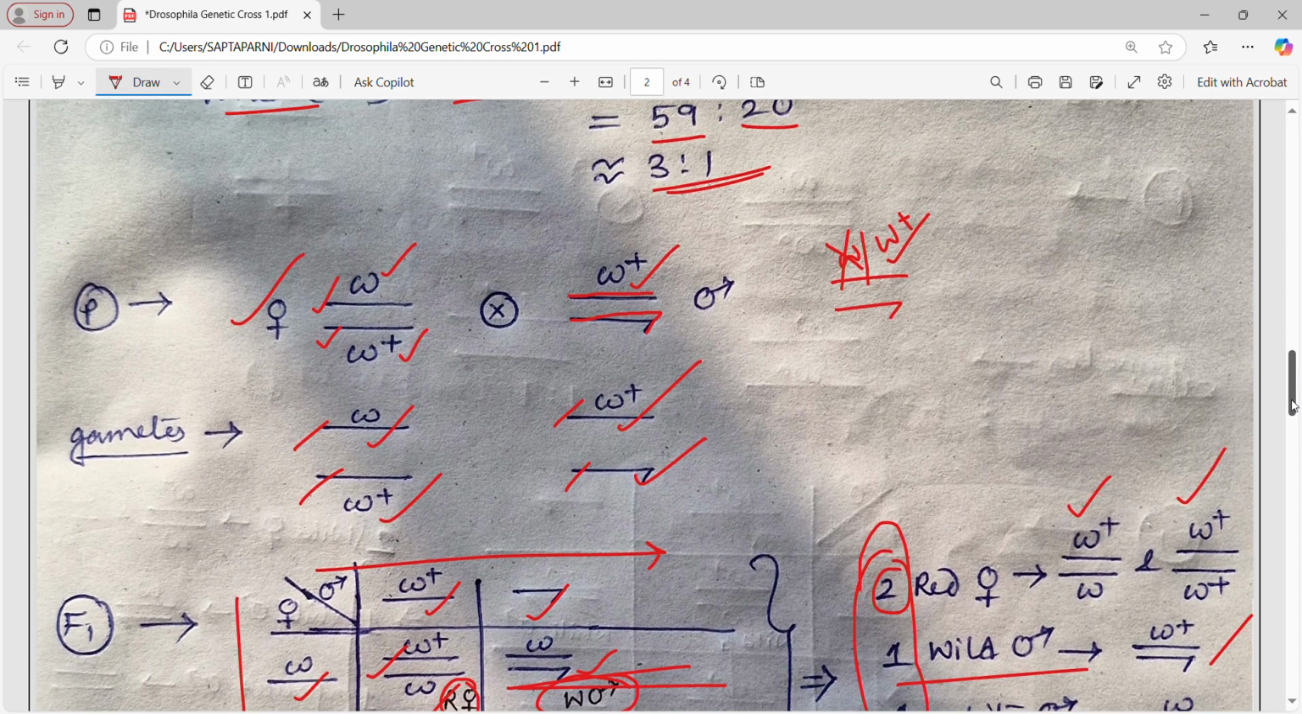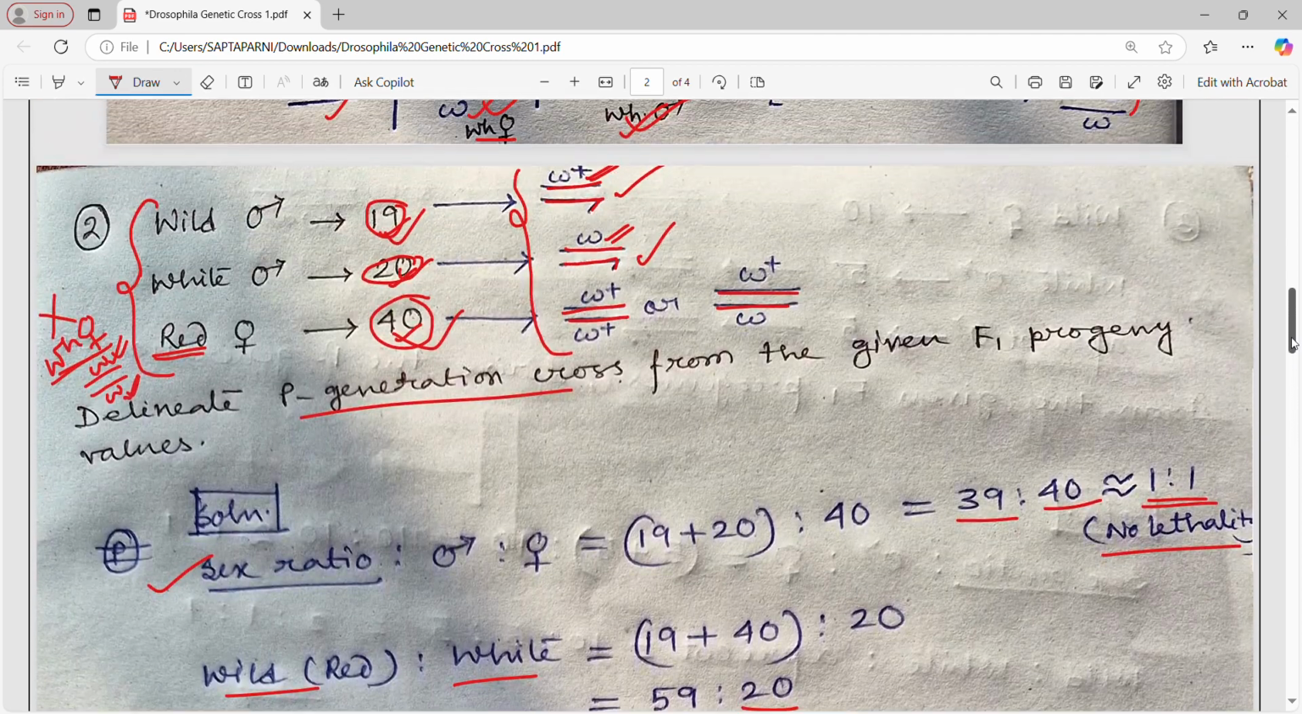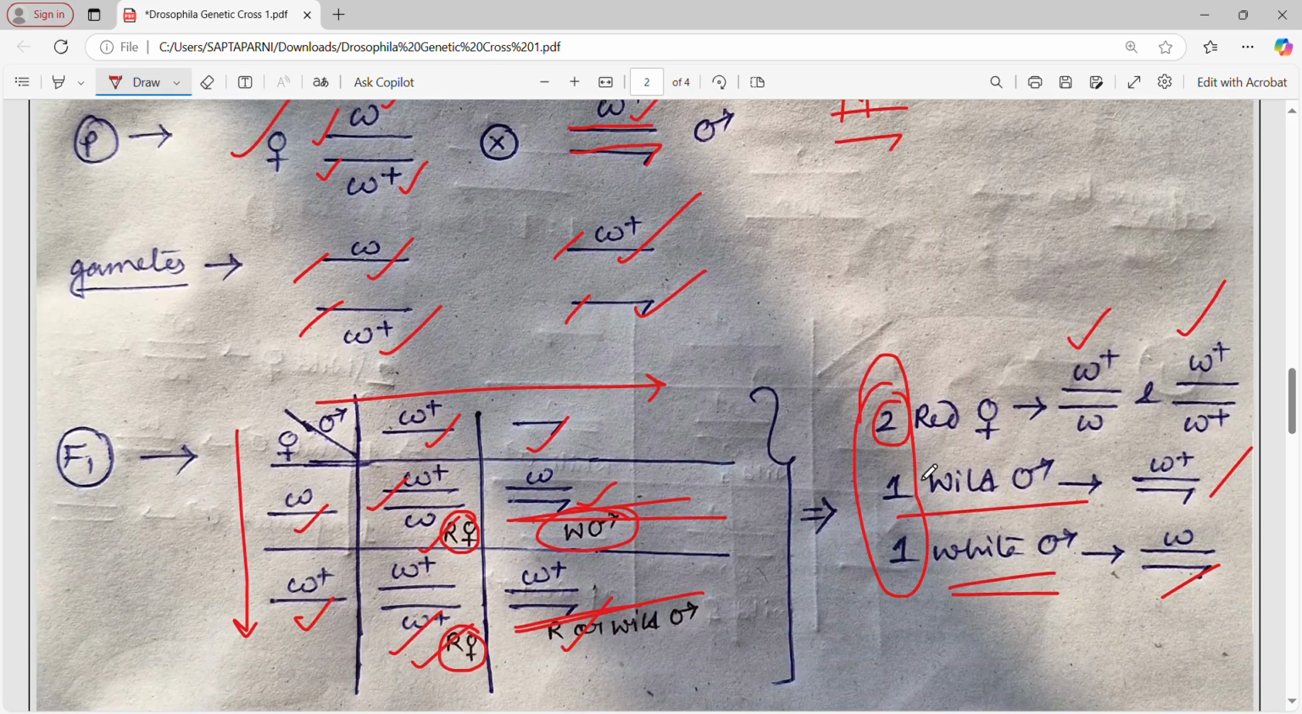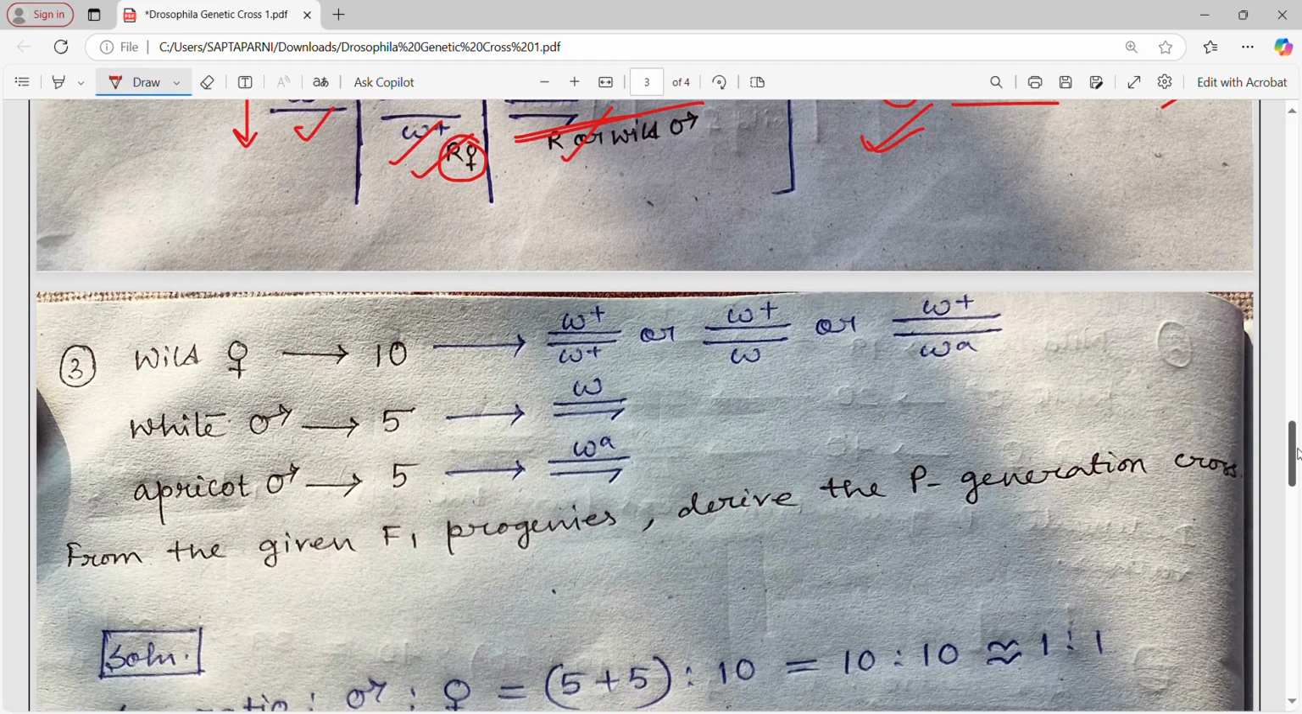Let's check if this matches with our question. See here, the wild male has 19, that means 1. White male 21 and red equal to 40. So the ratio is 1:1:2. And here we have also got the same ratio, the 1:1:2 ratio. Okay, so we have derived the correct cross here. Now coming to the next question.